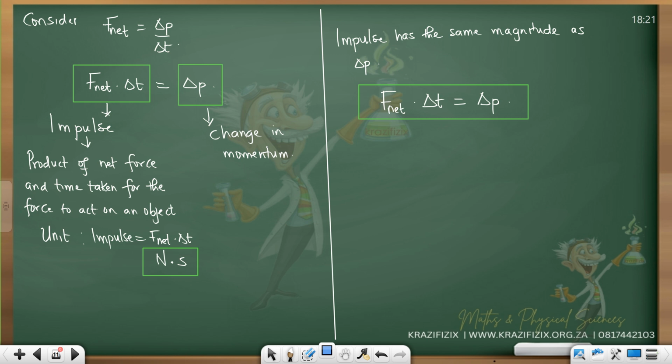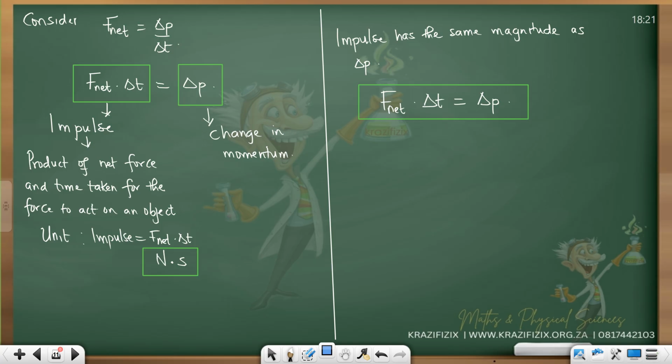Impulse is the product of the net force and the time taken for the force to act on an object, while change in momentum is the product of the mass and its change in velocity. All right, let me quickly end today's session. Guys, are we okay with this?